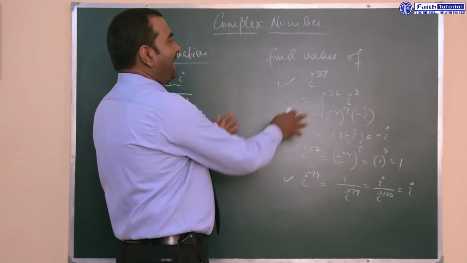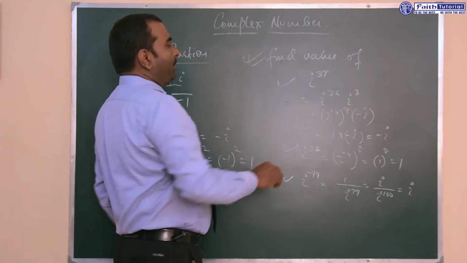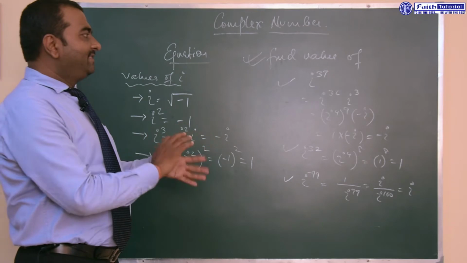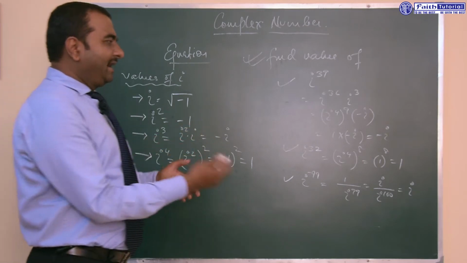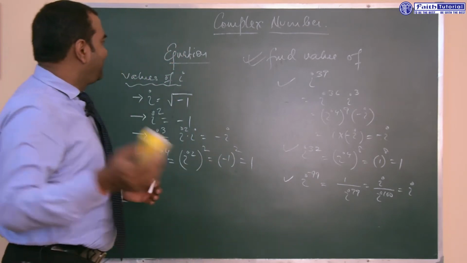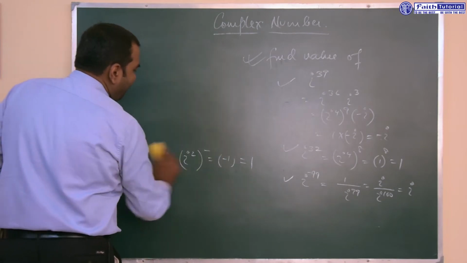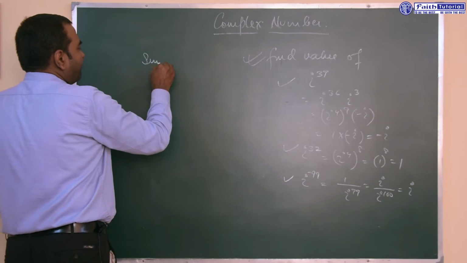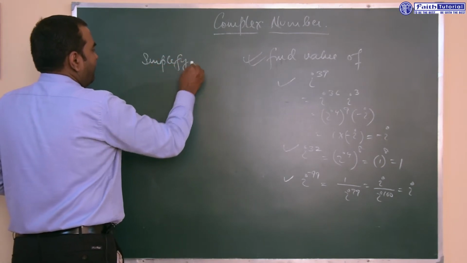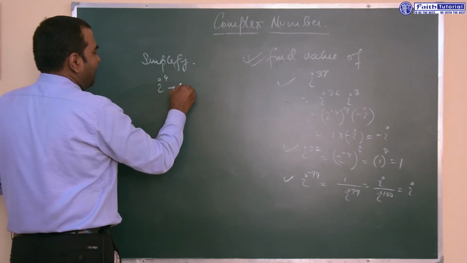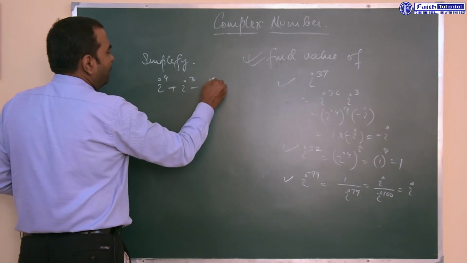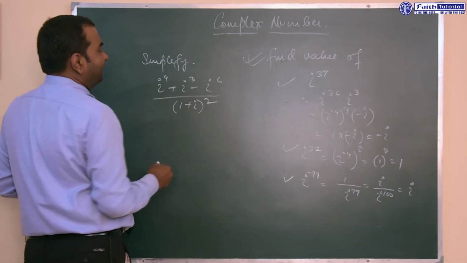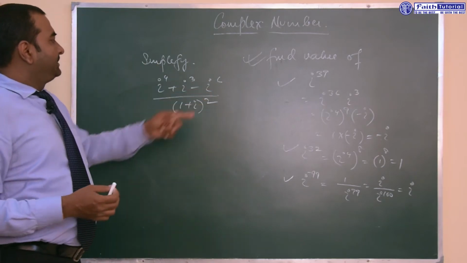So that is one aspect of what we see as a problem when we are starting with the concept of complex numbers. How do we deal with the different values of i? At times we have more complicated problems, like we have to simplify i to the power of 4 plus i cube minus i to the power of 6 divided by (1 plus i) whole square, or something like that.